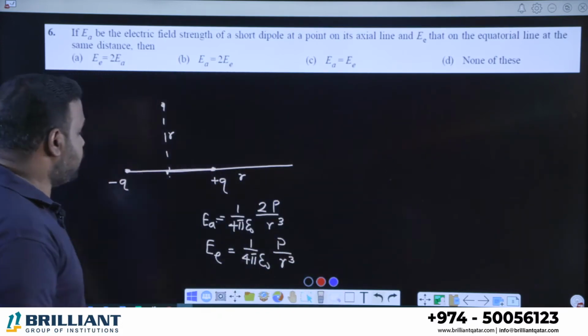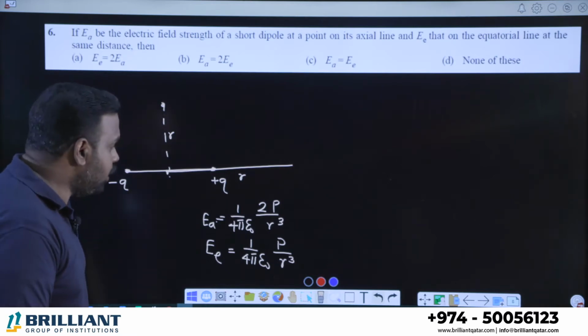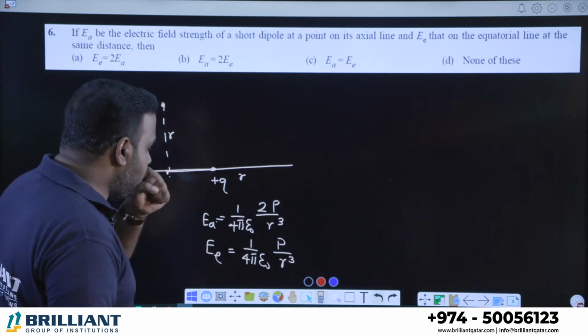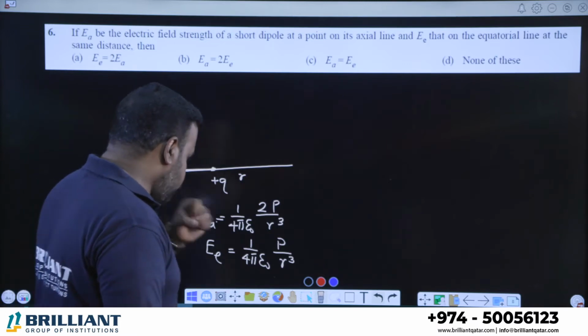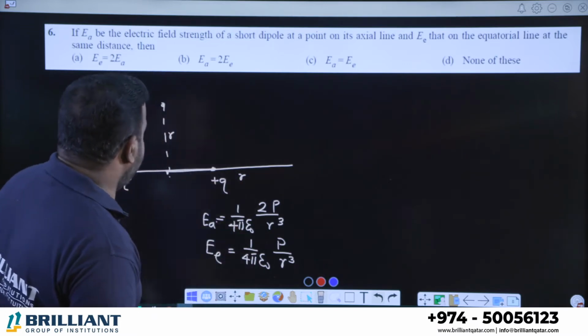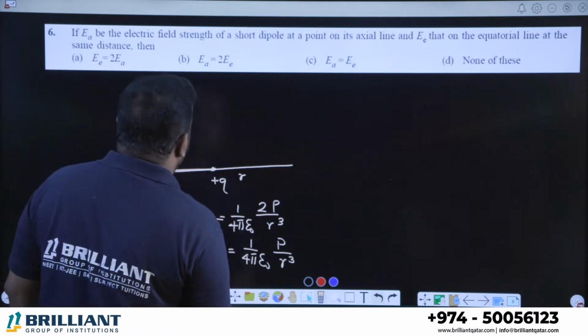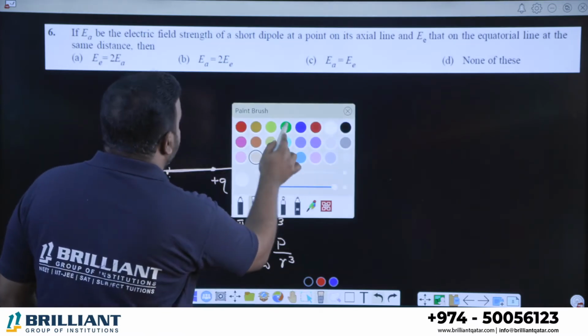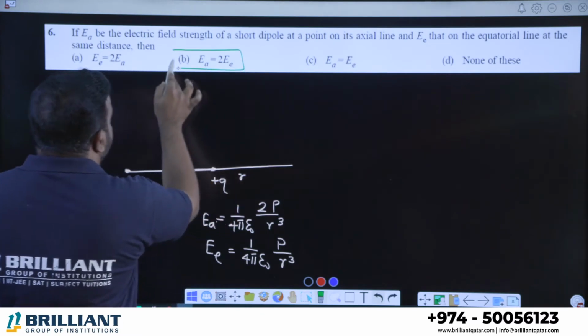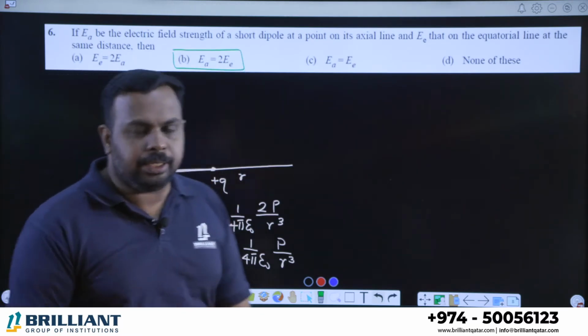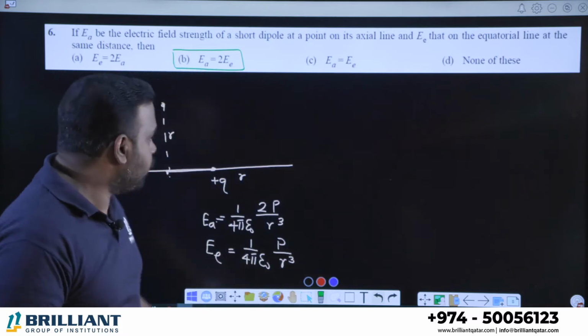Then they are asking what is the relation between E_A and E_E. Very simple, right? You can see that E_A is 2 times E_E. E on the axial line is 2 times E on the equatorial line. So this is our option B. E_A is equal to 2 times E_E. Another repeating question. Okay.